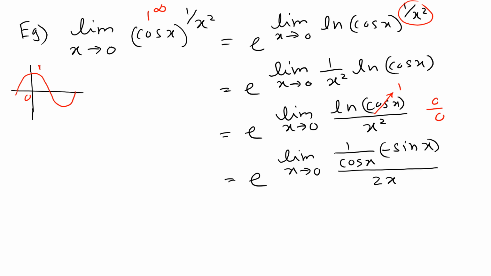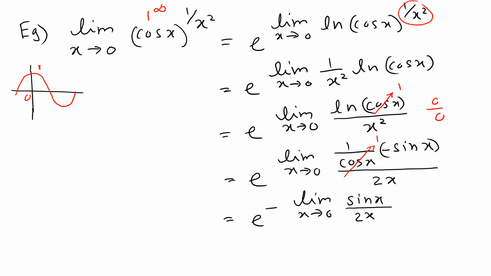Now we can rearrange some of the terms, and you can see that you can pull the negative sign in front. Also we can see that when x goes to 0, cosine goes to 1. That means we can ignore that term. So we can write this as e to the negative limit as x goes to 0 of sine x over 2x.